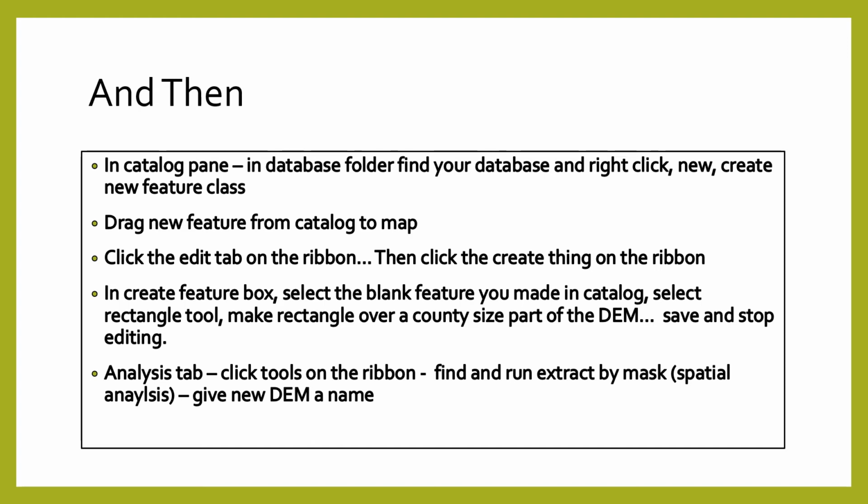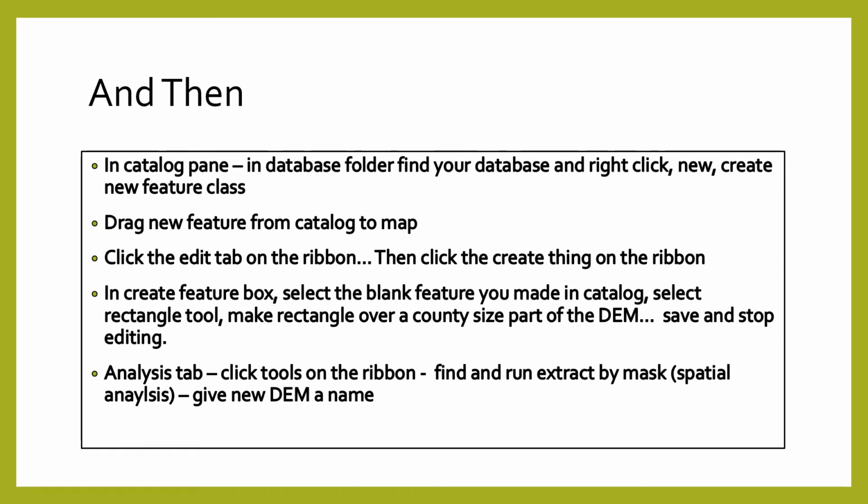Once this happens, go to the top of ArcGIS Pro to that ribbon that runs across and find the Edit tab and click on it. And once you do, the Create Features tool will emerge and be where you can click on it. And when you do, it's going to open up this Create Features box, just like the catalog pane kind of a thing. And you're going to select that blank feature you just made in catalog.